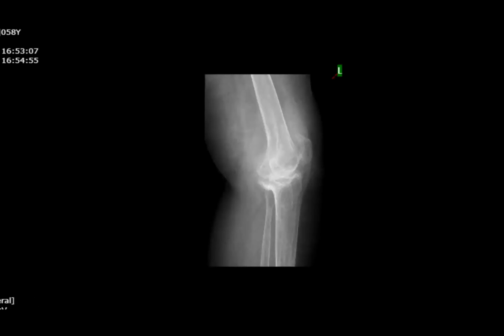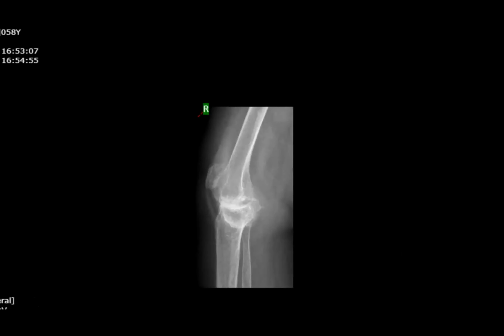Now look at this lateral view. I'll show you only on the right side. You look at the lateral view, you have defect more on the posterior side. Okay. So look at how the defect starts. It's almost on the posterior side.